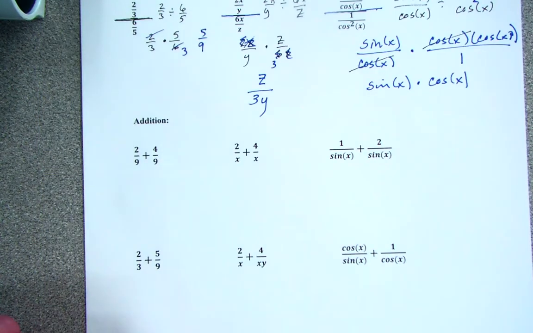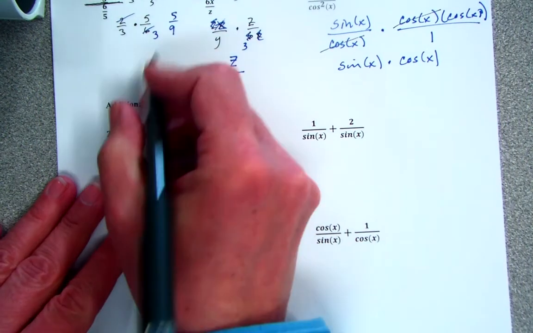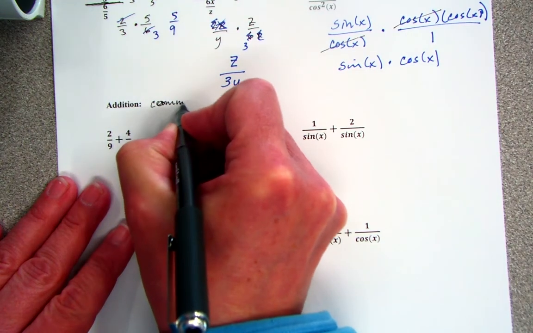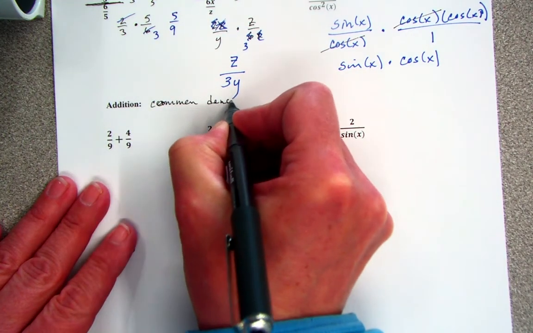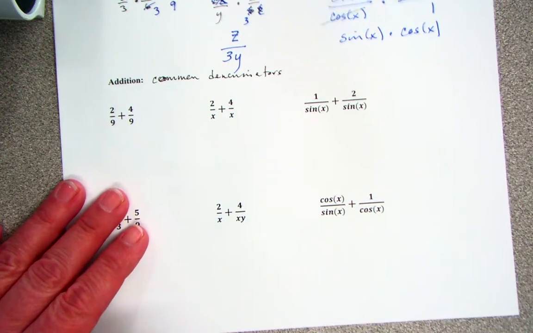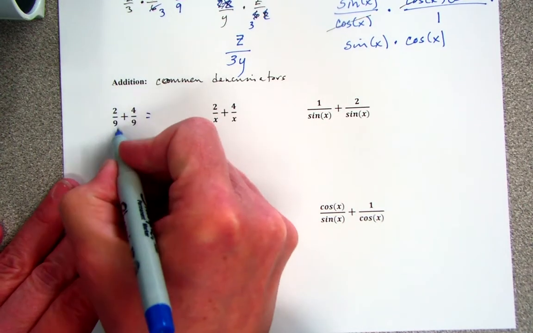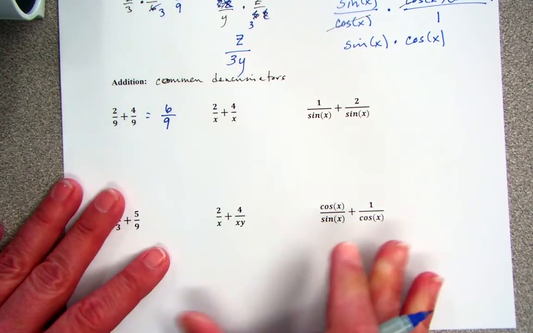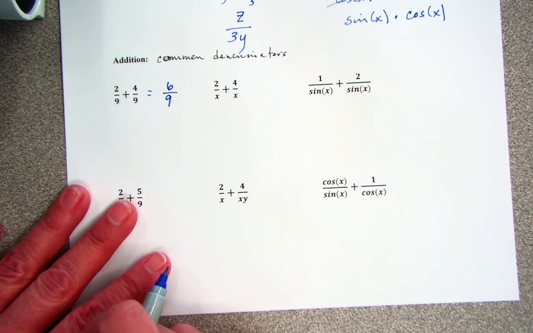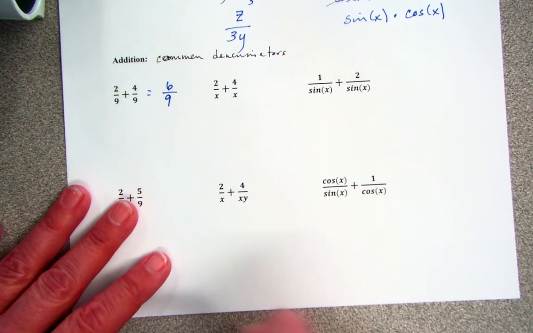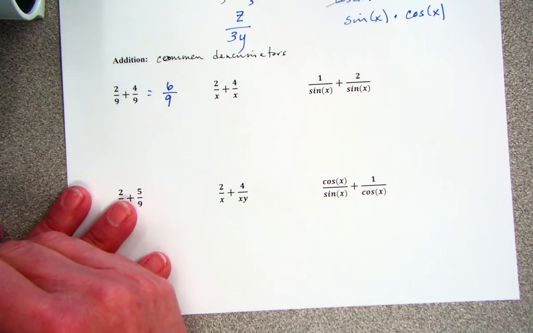Addition is a little bit more time consuming because when you add, you have to make sure you have common denominators. So let's look at it in terms of numbers. This denominator is the same. So I have 2 of the 9 pieces, 4 of the 9 pieces. I now have 6 of the 9 pieces. I cannot reduce prior to adding these. I can reduce now if I'd like to, but you can't reduce before because you're adding.